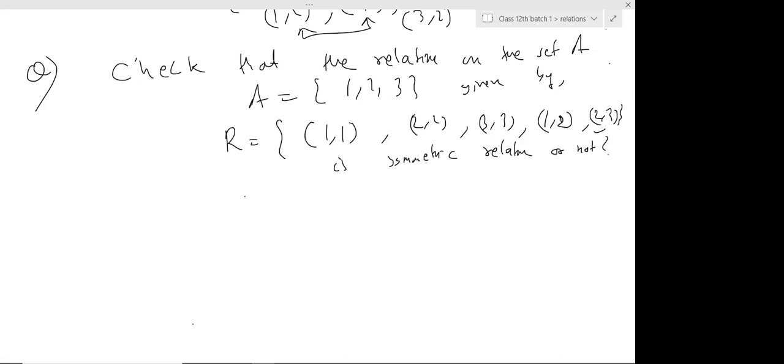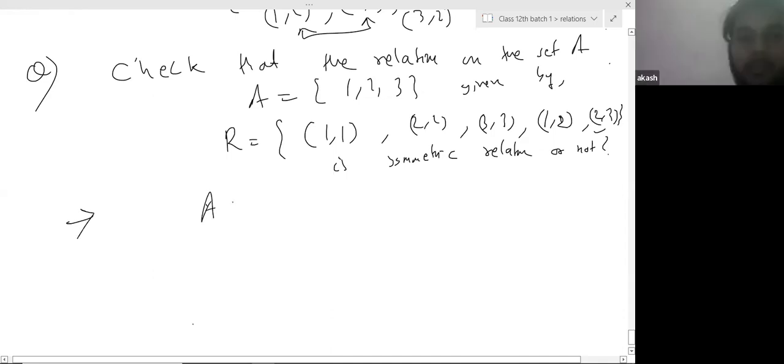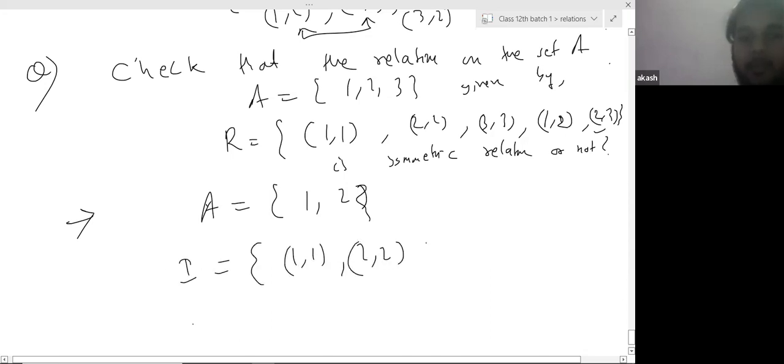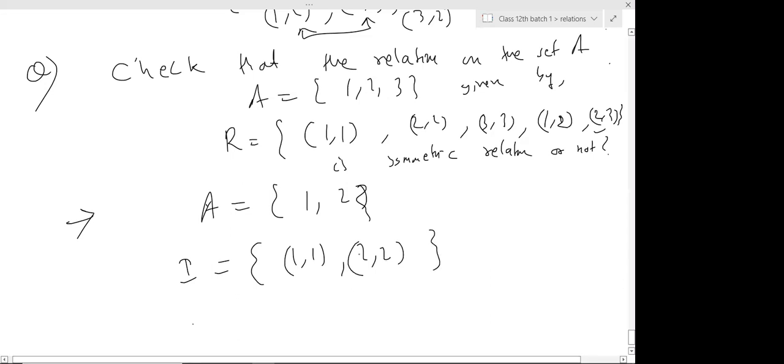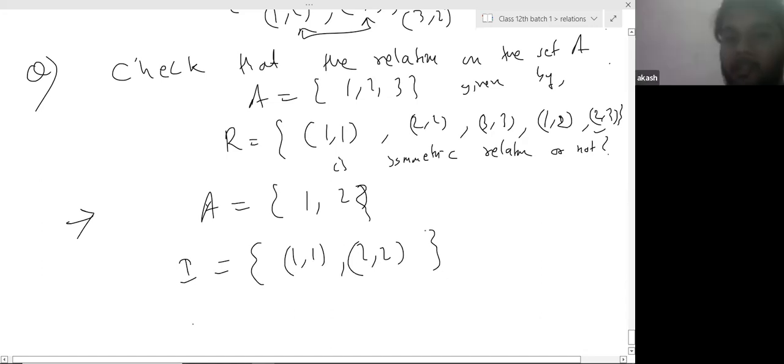Sir, I have a doubt in the identity matrix, sir. How is it symmetric, sir? We don't have another pair which is similar to it, right? No, see. Suppose there is a set A = {1, 2}. So the identity relation would be (1,1) and (2,2), right? Yes, sir. So you are saying, sir, I don't have another pair.